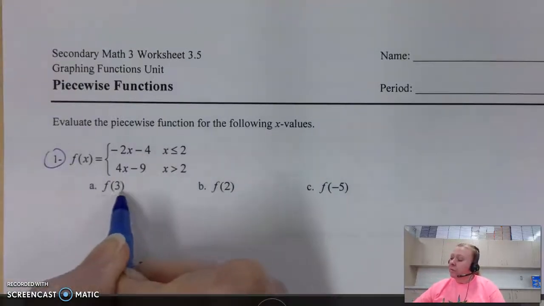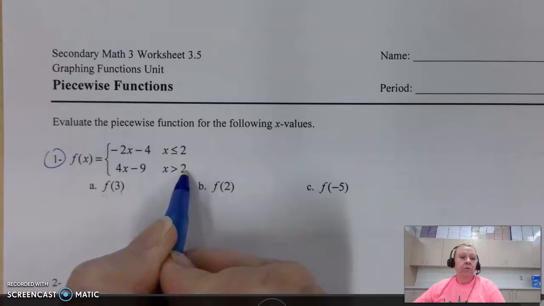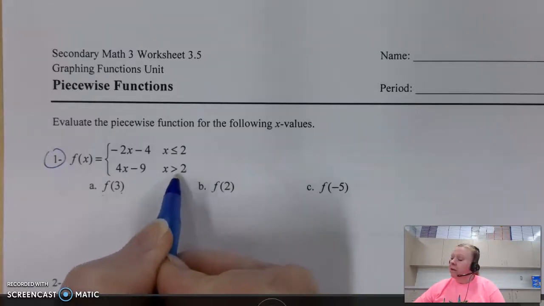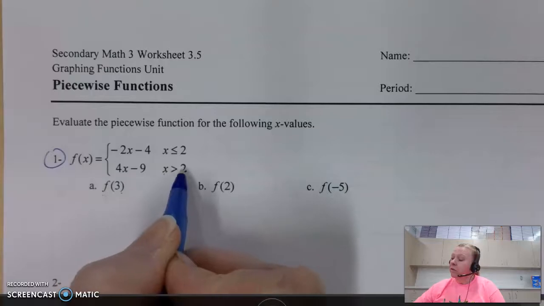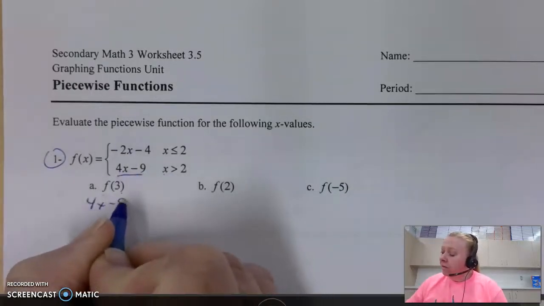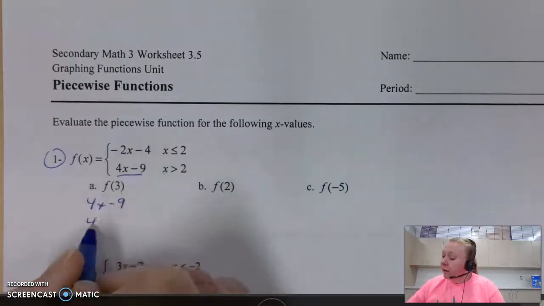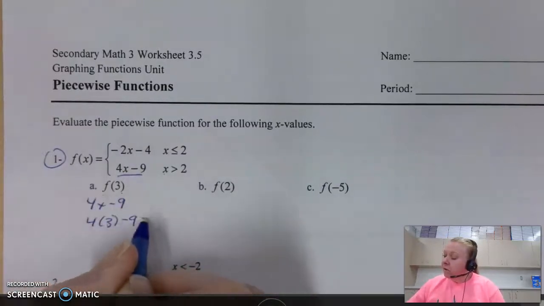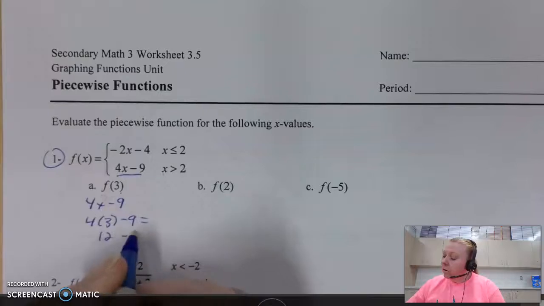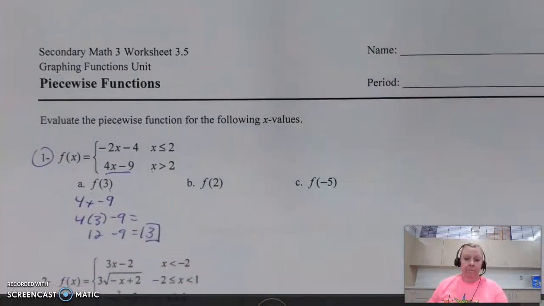So it says f of 3. So 3 is bigger than 2. First you've got to find where x is defined, and it's defined here where x is greater than 2. So we're going to use this function, 4x minus 9, and we're going to plug our value 3 in place of x to evaluate and get the number.